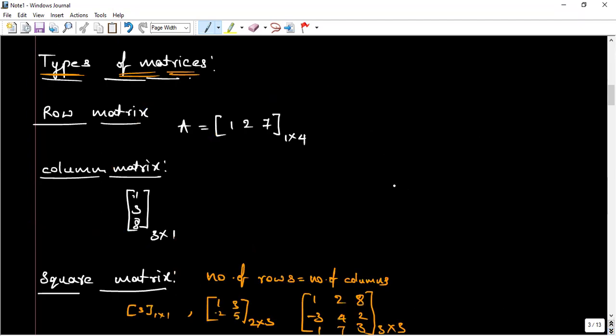Now, let us see the types of matrices. Don't think much. If you just understand the basic meaning of the word, automatically you can get what they are trying to tell. Here, it is a row matrix.